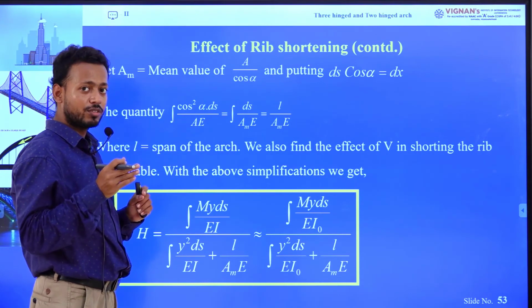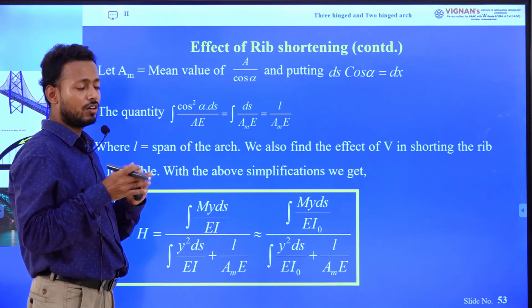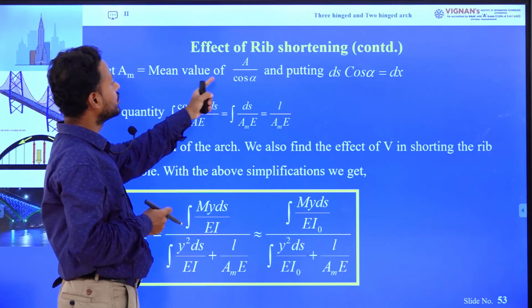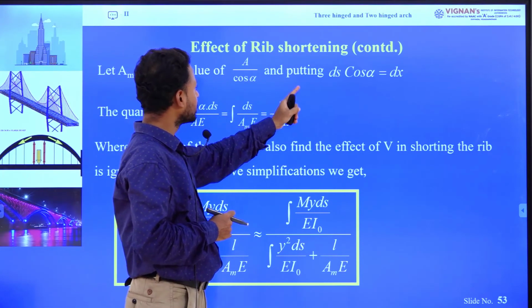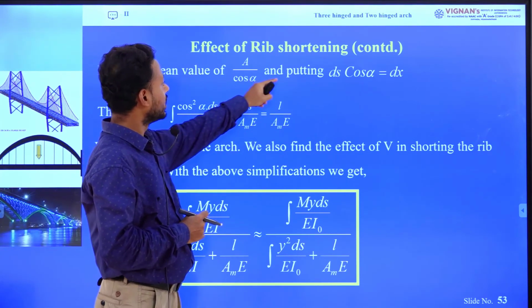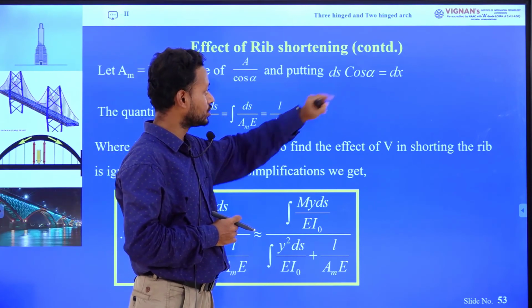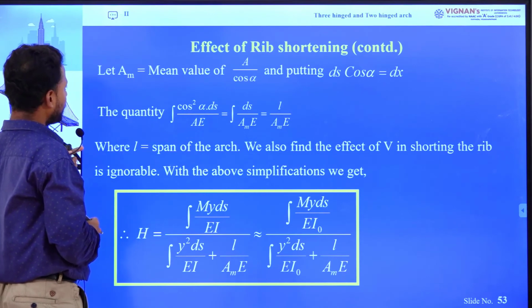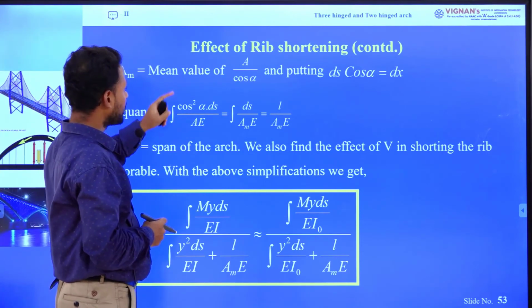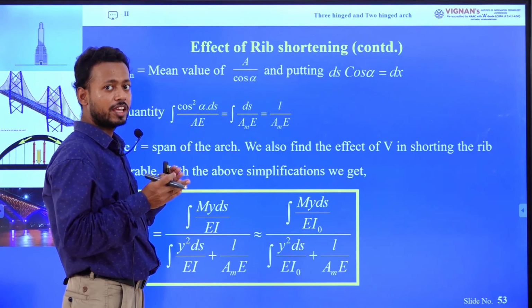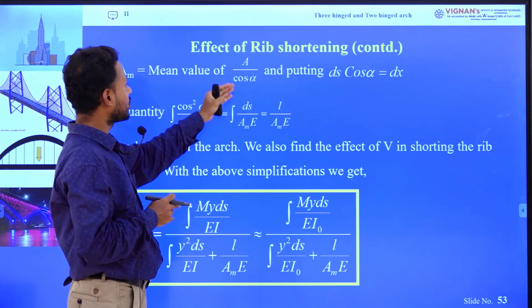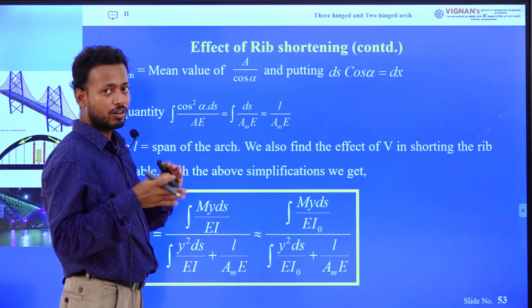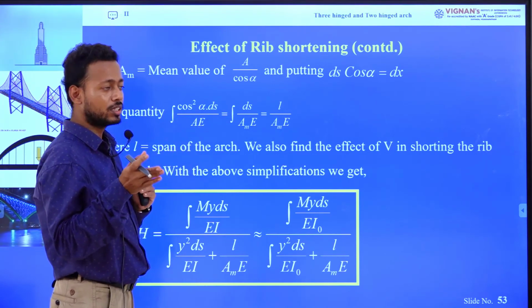So the average cross section of the arch is AM, the mean value of a by cos alpha, and putting ds cos alpha equals dx. So we have the average cross section AM equals a by cos alpha. This is the average cross section of the girder or arch girder throughout the span.